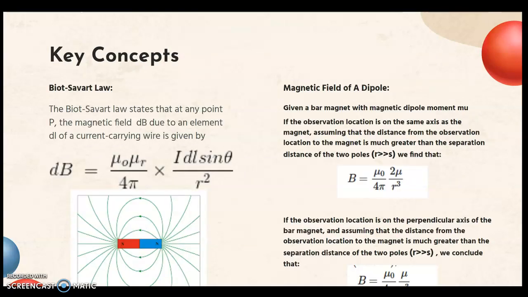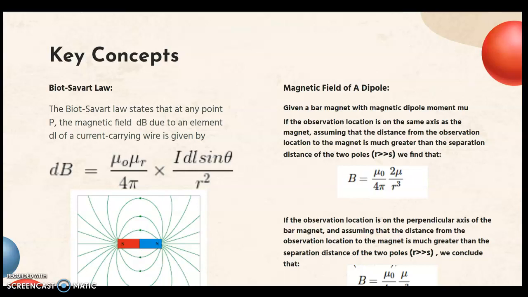The Biot-Savart law says that at any point P, the magnetic field dB due to an element dl of current carrying wire is given by dB equals mu naught over 4 pi times I dl sine theta over r squared. Given a bar magnet with the magnetic dipole moment mu, if the observation location is on the same axis as the magnet, assuming that the distance from the observation location to the magnet is much greater than the separation, we get B is equal to mu naught over 4 pi times 2 mu over r cubed.